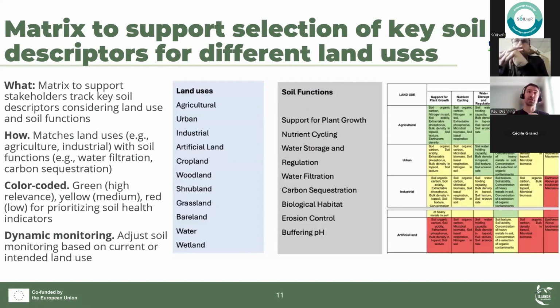which has been color coded to indicate for these different functions and land uses, whether it has a high relevance, green, a medium relevance, yellow, or red, a low relevance for that particular land use, as a way of prioritizing which soil health or soil quality indicators we actually care about in this particular case, which can be used to inform our overall monitoring process.